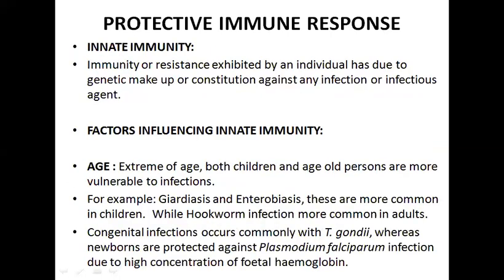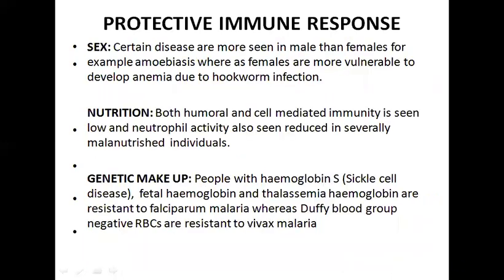Then coming to innate immunity, this is the immunity which exists by virtue of the genetic makeup or genetic constitution of the host. There are certain factors which influence the innate immunity, like the age. The two extremes of ages have low immunity. For example, very small children and very aged people will have suppressed or low immunity, and hence they will be more prone or vulnerable to parasitic infections.